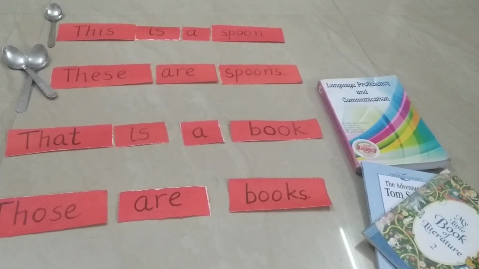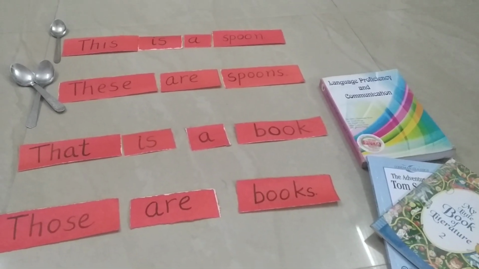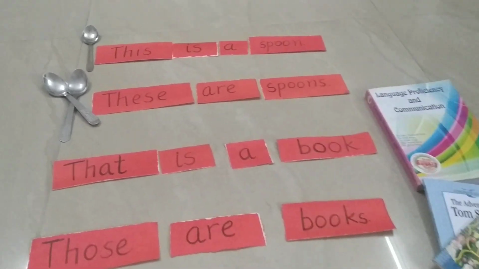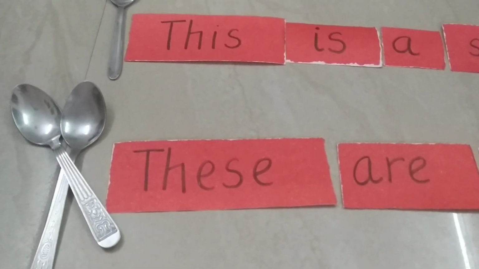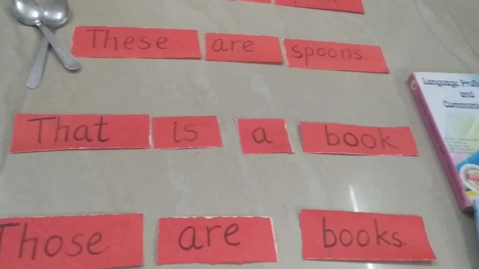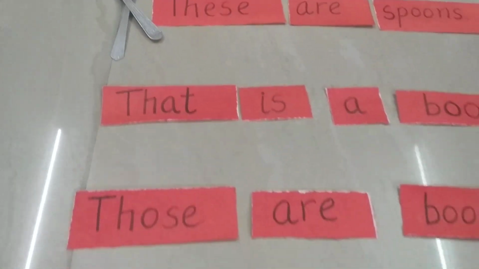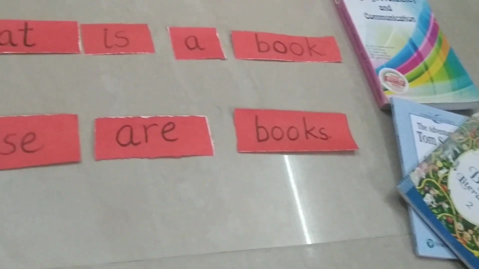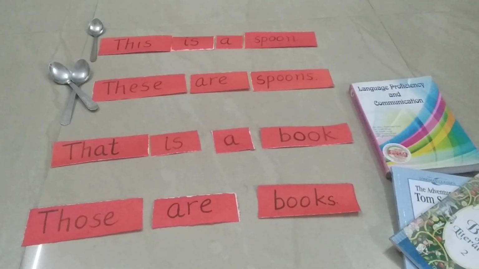I hope it is clear to you. Keep one thing in your mind. If one thing is near us, then we use this is. And if many things are near us, then these are. And if one thing is far away from you, then that is. And if many things are far away from you, then those are. So it is time for you to do practice.